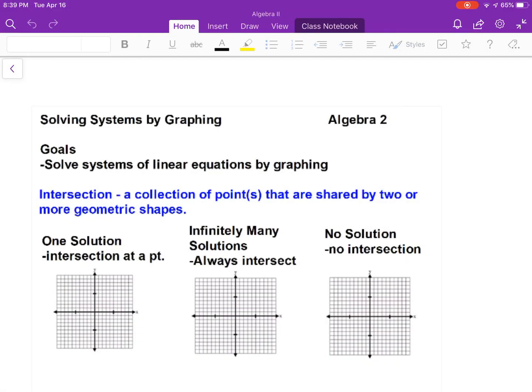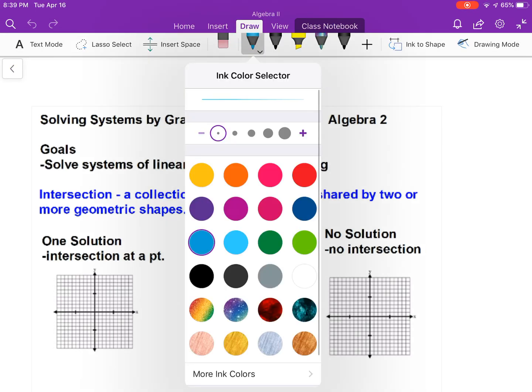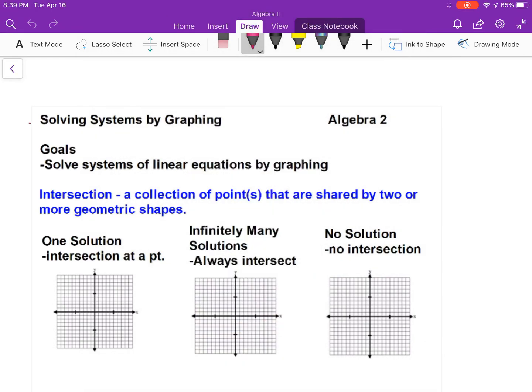Solving systems of equations. More precisely, it's going to be solving systems of linear equations. So we're talking about lines. That's what the whole unit's going to be about. It's kind of a review of what you did in Algebra 1. We're going to solve by graphing.